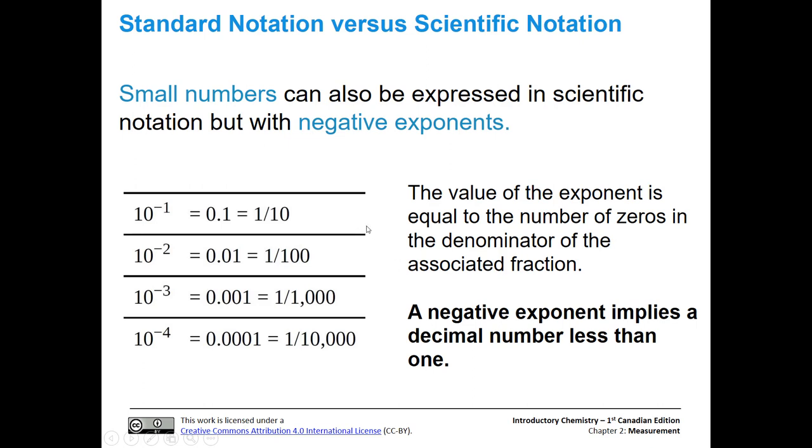Now, we can also use scientific notation to write really, really small numbers. And we're going to use negative exponents for that. So 10 to the minus 1 is 0.1, or 1/10. 10 to the minus 2 is 0.01, or 1/100. To the negative 3, 0.001, or 1/1000. And you can see it follows the same pattern, except it's a fraction. Now, the negative exponent implies a decimal number less than 1. And basically, same thing here, the value of the exponent is equal to the number of zeros in the denominator in the fraction. Okay, so get familiar with those, and then I'll show you a little bit easier way to deal with this later on.